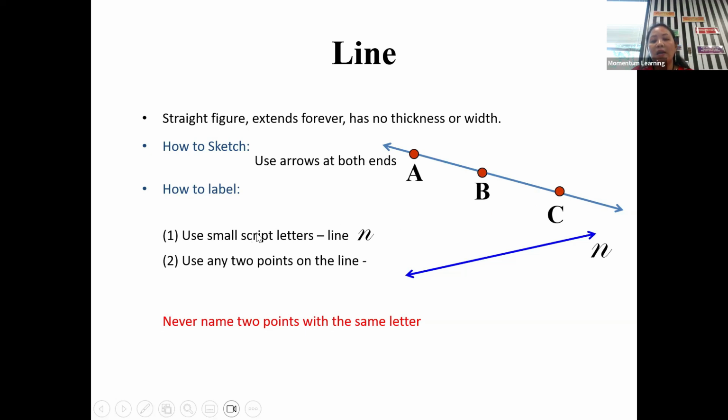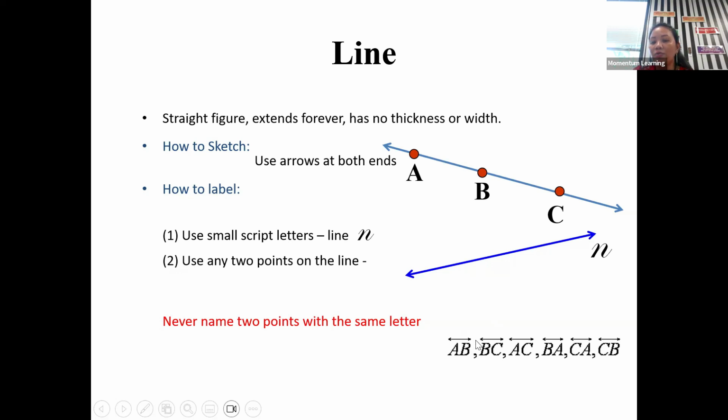So I can name this line by picking out any 2 points. So let's say I pick point A, B. I pick point B, C. I can do AC. I can do BA, CA, or CB. So any one of these combinations of 2 points will work. But if you want to use 2 points to label it, then on top of that, you have to put an arrow, a line with 2 arrowheads on top, to let people know this is a line.